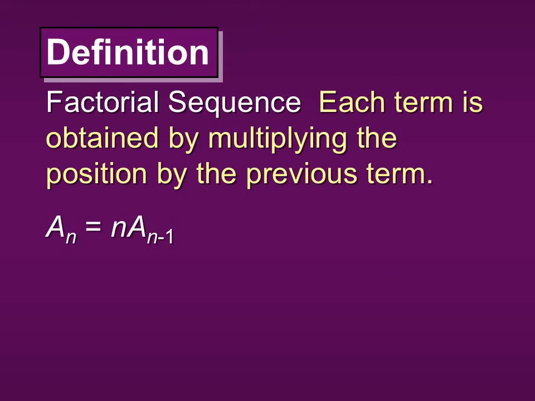The next sequence we want is a factorial sequence. Okay, so this one is a little different than a geometric sequence, because in the geometric sequence you multiplied by a common ratio. And in this sequence, we're actually going to multiply by the position. We're going to multiply our n, right? We're going to multiply our term by the previous term. Okay, so we multiply our position, which is our n, by the previous term, a sub n minus 1.